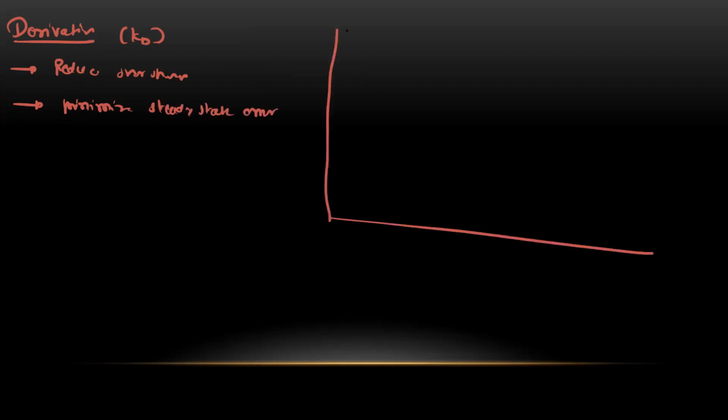Now the effect of derivative action. The derivative gain will reduce the overshoot, and also it will minimize the steady state error. So because of that, we will get the output like this, which is more stable.